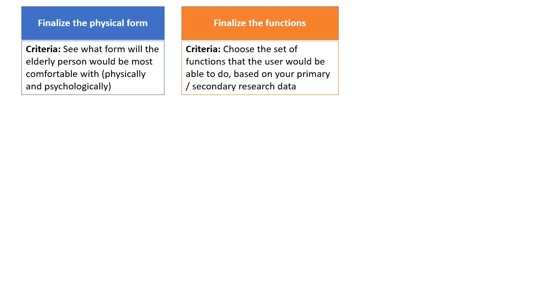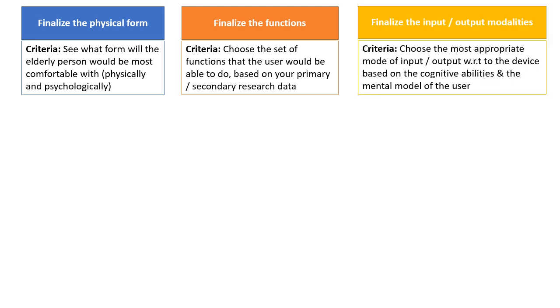And then we have to finalize the functions, right? All these can be done parallelly. So on one hand, you will be finalizing the physical form, and then finalizing the functions. We have already discussed that based on your primary and secondary research data, you should choose the set of functions that the user would be able to do with the device, and also parallelly you should finalize the input and output modalities. So you should be choosing what is the most appropriate mode of input or output.